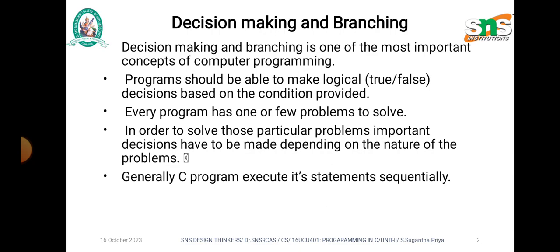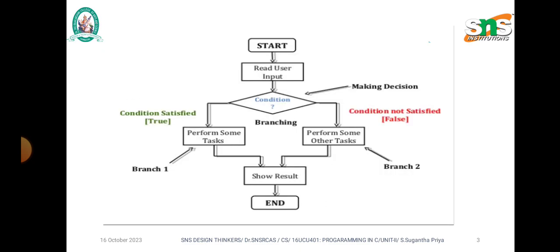Generally, a C program executes its statements sequentially, that is one after the other. This picture clearly shows the flow chart of the branching statements, where from start till end we have many statements to read the input and write the output. This flow chart shows the two-way branch, that is branch 1 and branch 2. In the condition statement, we have to decide whether it shows the true condition or the false condition.